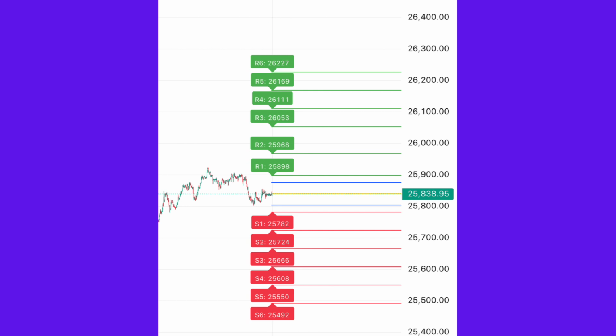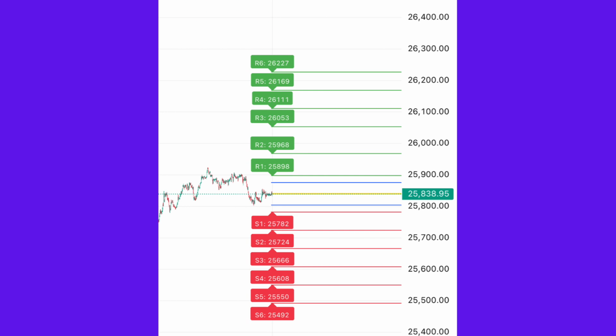Now let's go to the most important part, the exact zones where Nifty may react tomorrow. Resistance levels. Based on our system-generated support resistance zones, here are the resistance levels for tomorrow. R1: 25,898, R2: 25,968, R3: 26,053, R4: 26,111, R5: 26,169, R6: 26,227. Now let's break these down in simple language.